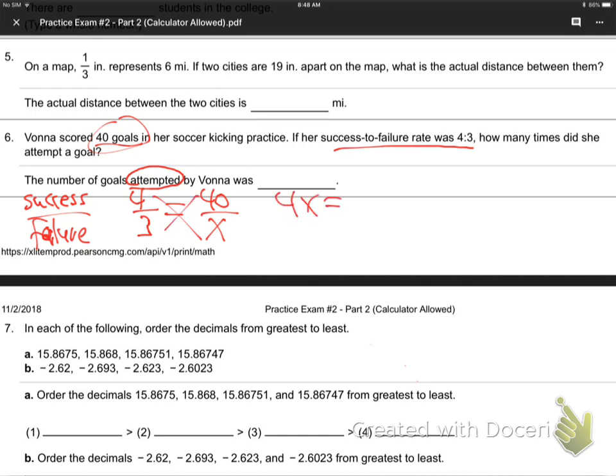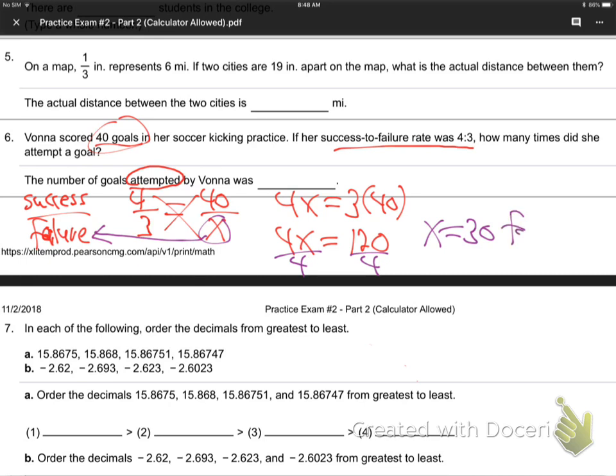So we're going to get 4 times X is 3 times 40, right? Cross multiply, diagonal, diagonal. So 4X is 120. How do you finish solving for X? Divide by 4. So X is 30. But what is that? X is 30 failures. So she failed. She made 40 goals, scored 40. She failed 30. So what's their question?